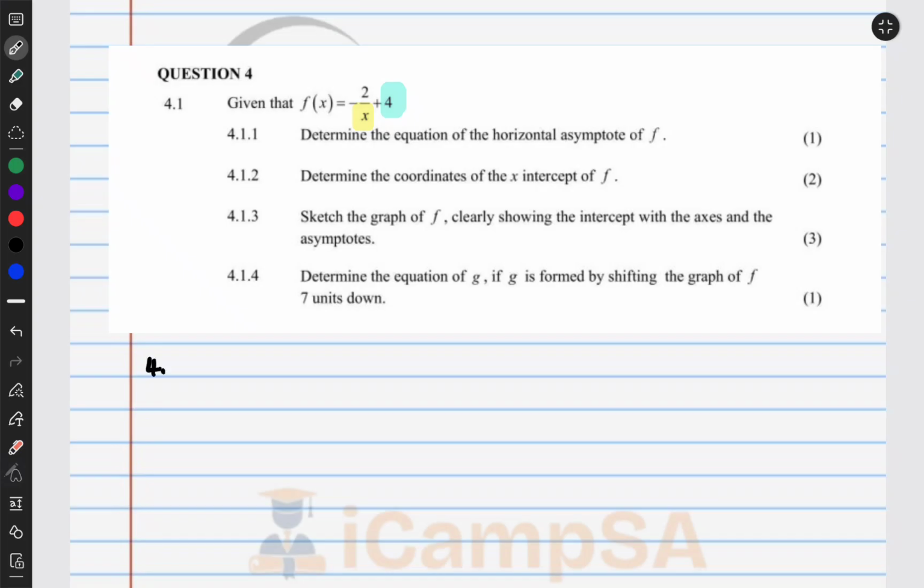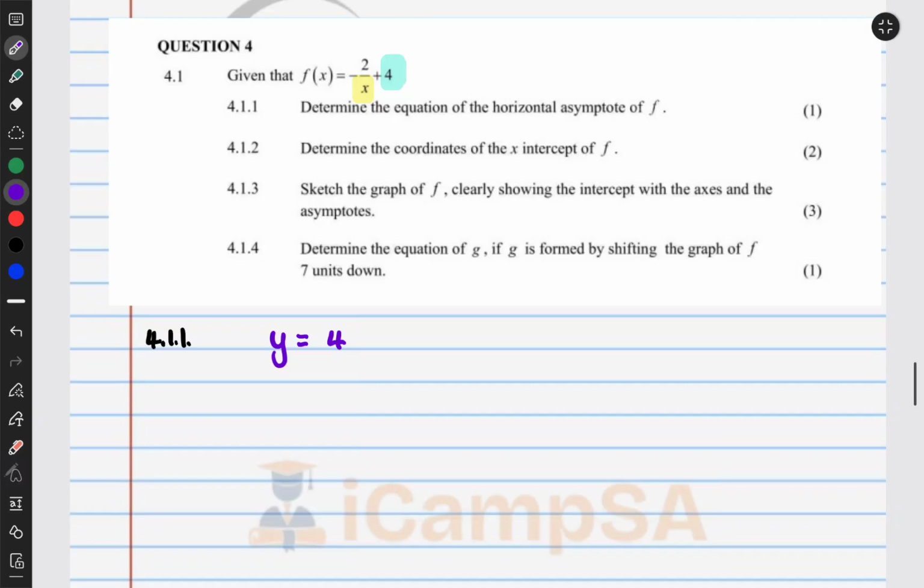So for 4.1.1, we are asked to determine the equation of the horizontal asymptotes of f. The equation of the horizontal asymptotes of f, we've already identified it. It's gonna be y is equal to 4.